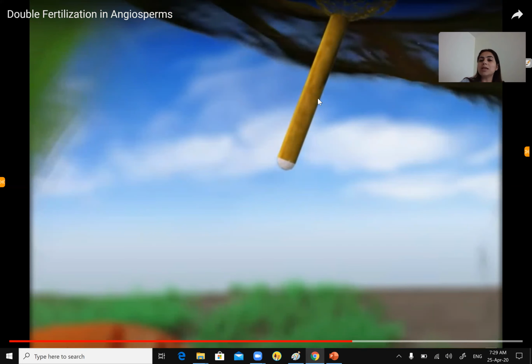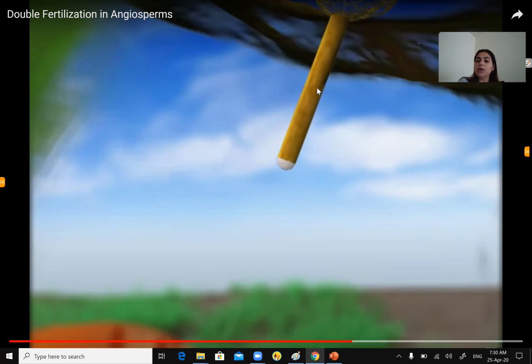Notice how once the pollen lands on the stigma, enzymes are secreted, so it will open the stigma. Now this part of the pollen will form a tube. The sperm will travel within this tube. This is why it's called the pollen tube nucleus. And that sperm will go through mitosis, so there will be two sperms instead of one. So notice what is unique in angiosperms.